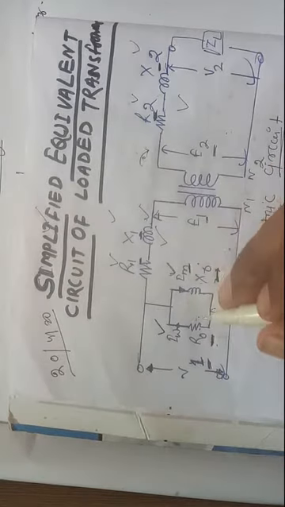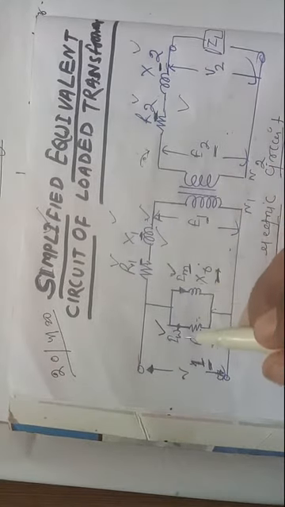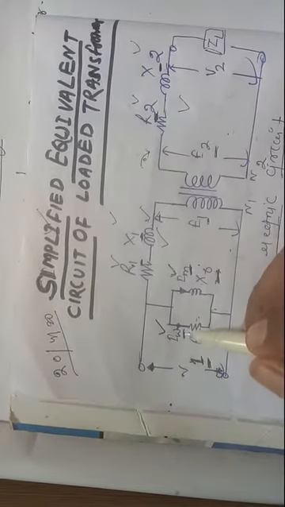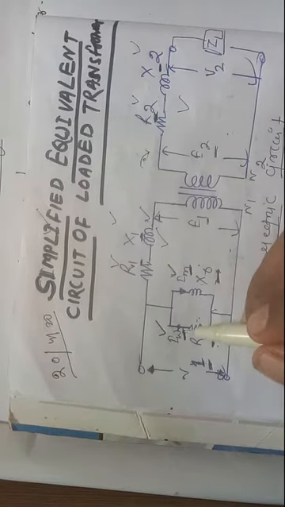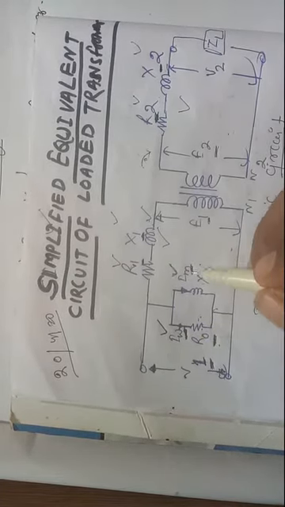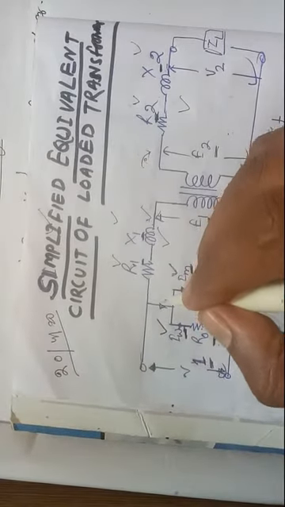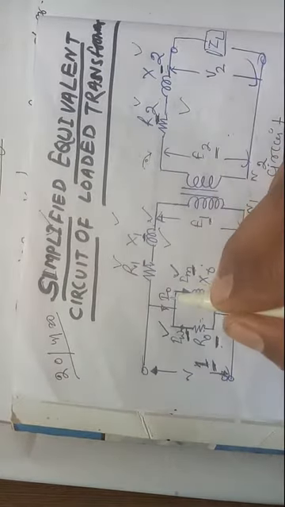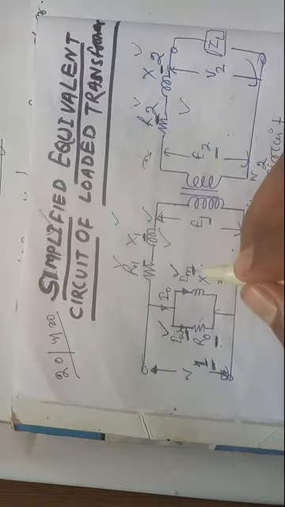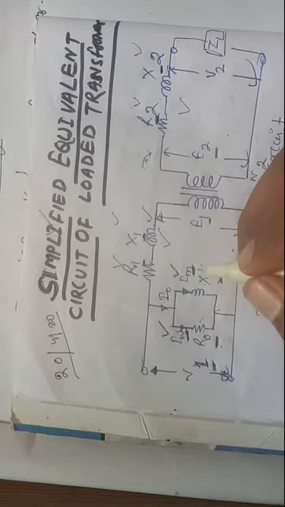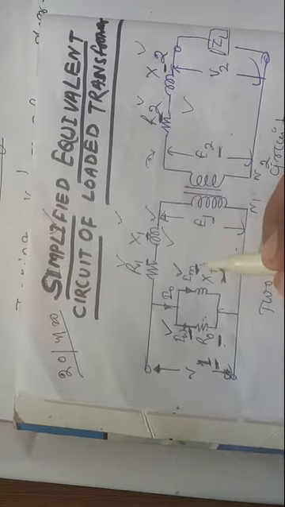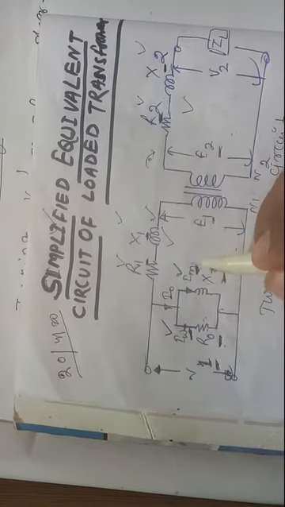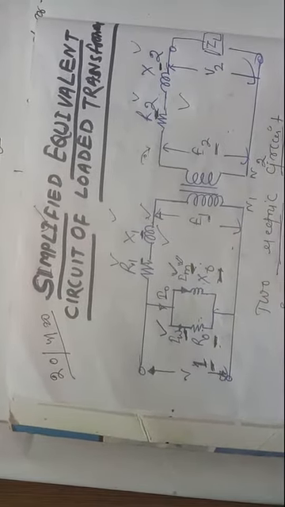As I told you last class, this no load current I0 is composed of Iw and Im. Iw is the loss component of I0, which is responsible for core losses, and Im is the component of I0 which produces the magnetizing effect, that is, the flux. When this current Im flows through the winding it produces flux. So this current is responsible for the magnetization of the core, hence it is known as the magnetizing current Im.